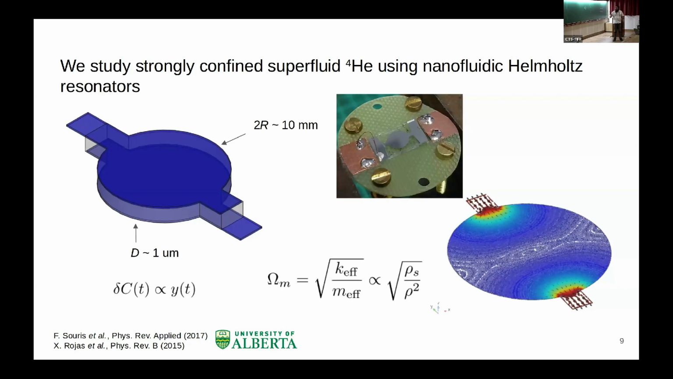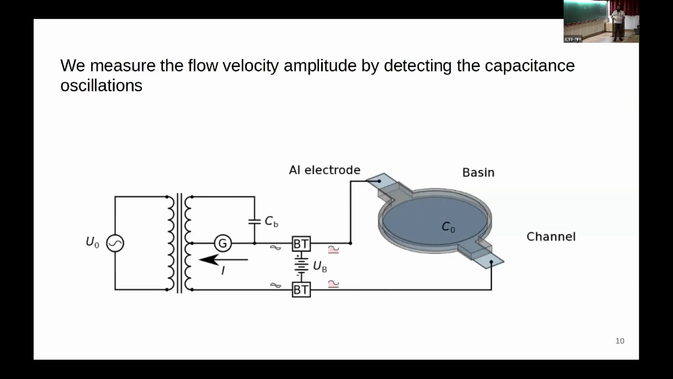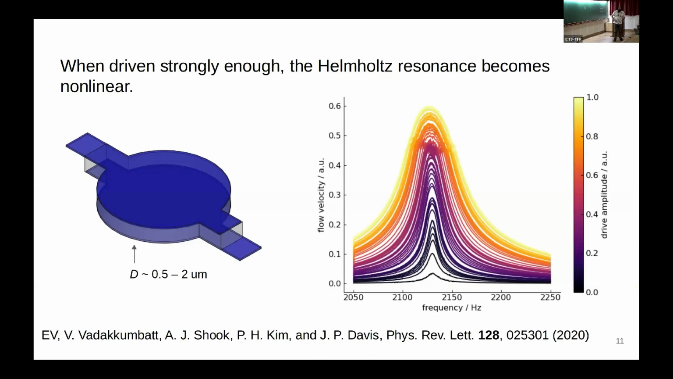And indeed, we get from an FEM simulation a flow that looks like this. This is the color scale, and the arrows indicate the magnitude of the flow velocity. Well, the frequency is given by the superfluid density mostly. And we measure the velocity amplitude by just wiring it in a capacitance bridge and measuring the oscillations of the capacitance.